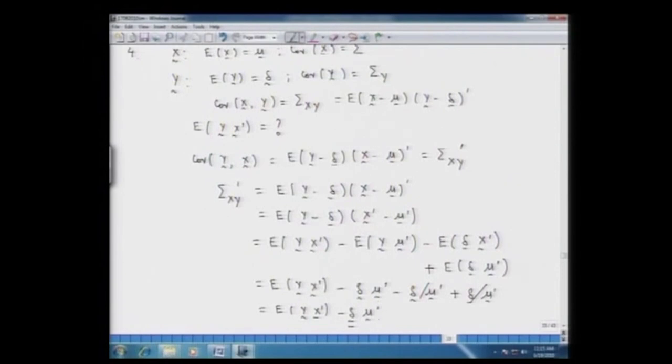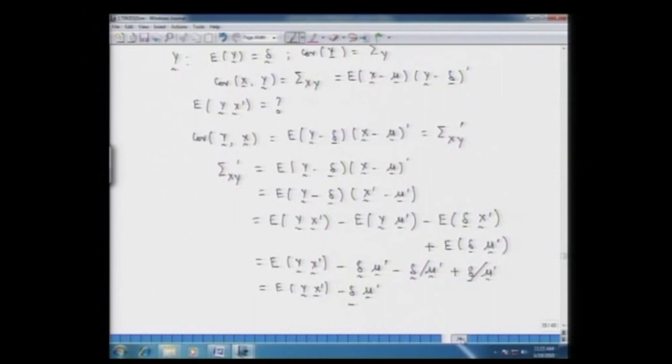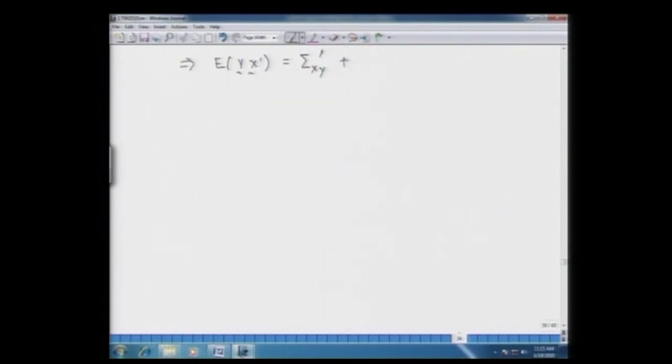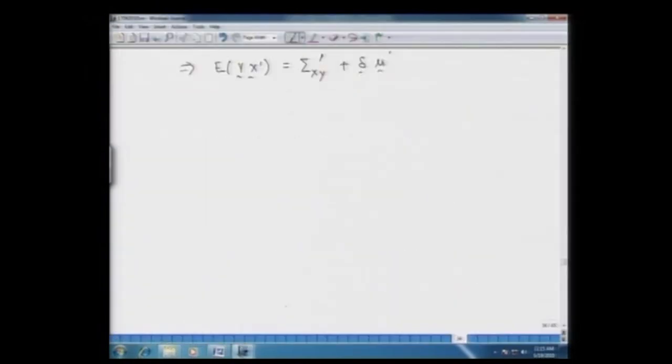So this would imply that expectation of y x transpose is sigma xy transpose plus the term that we had here, which is delta times mu transpose. This is precisely the result that we were trying to prove. So we have this particular result proved.